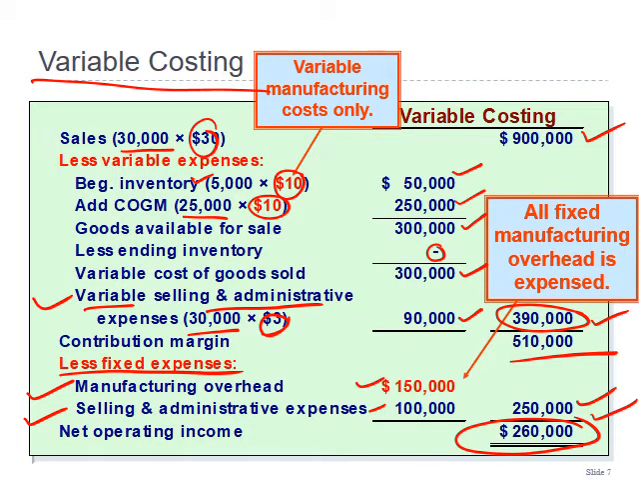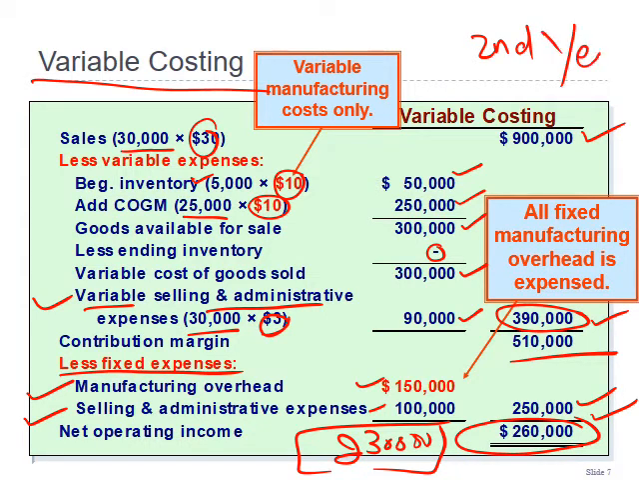But did you notice one thing? The absorption costing income statement results in 230,000 net operating income, while this time the variable costing method under the second year, so this data is for the second year, results in even bigger income than absorption costing. So what are the reasons? Right? Let's explore these reasons.